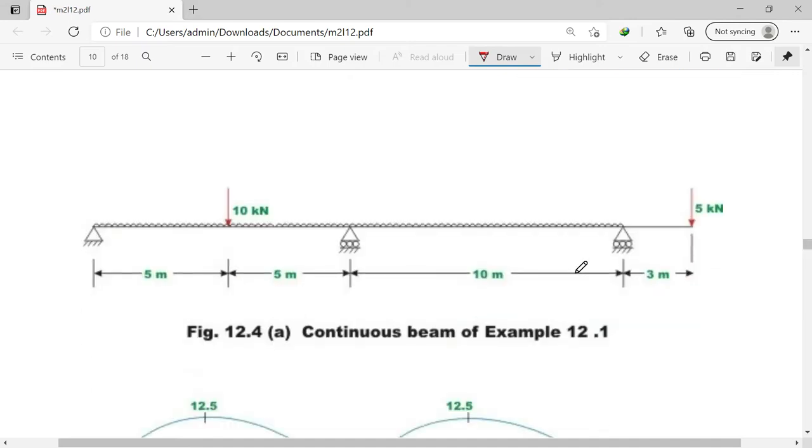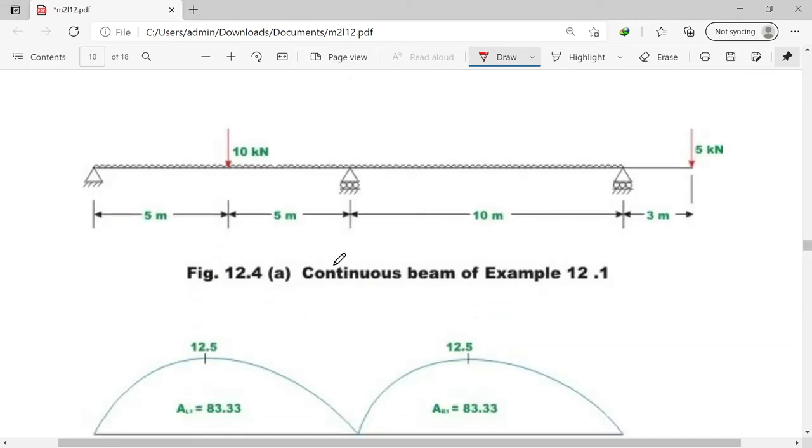If you see the diagram, this is a typical indeterminate structure. This is support A, this is support B, and this is support C. I have taken this numerical because the span AB is subjected to dual loading: a UDL of 1 kN per meter as well as a 10 kN concentrated load acting at the center.